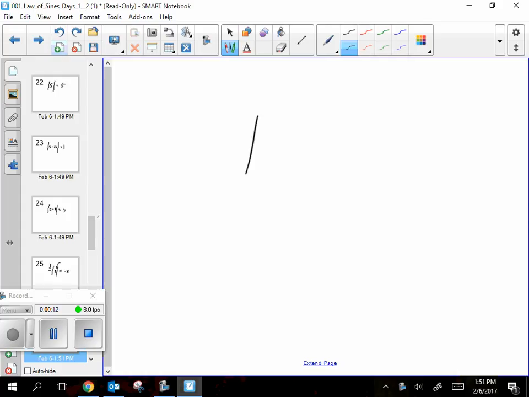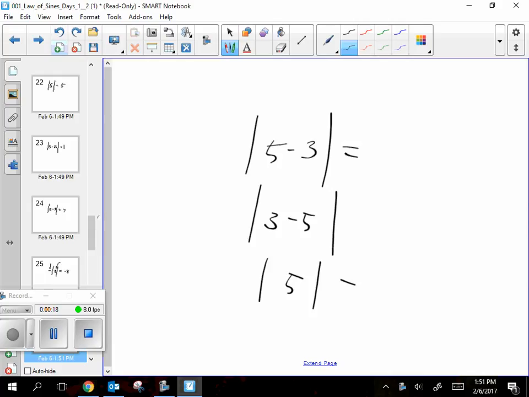So like this, this, and this, I know they're all coming out positive. No matter what, they have to come out positive. Because there's no negative where? On the outside. So this answer, 5 minus 3 is 2. Absolute value of 2 is 2.